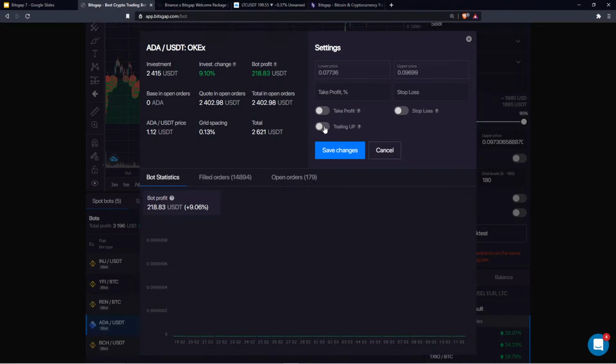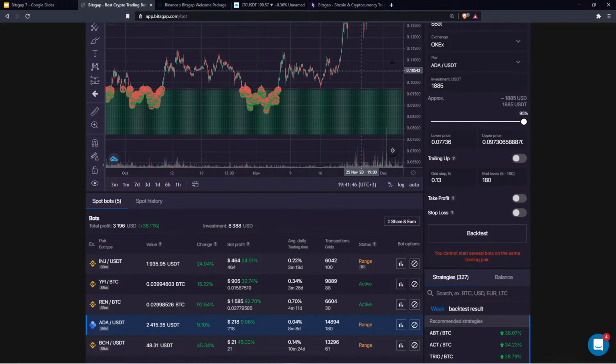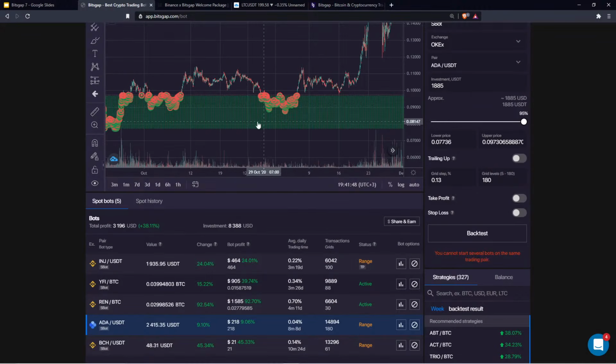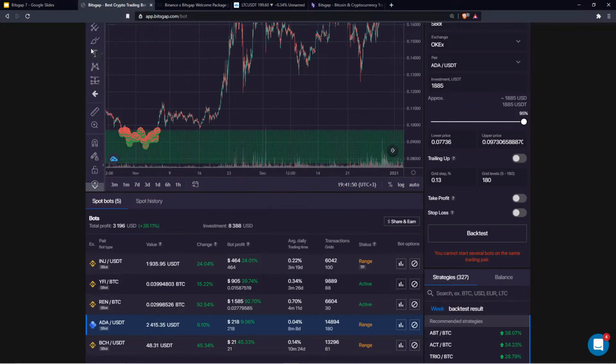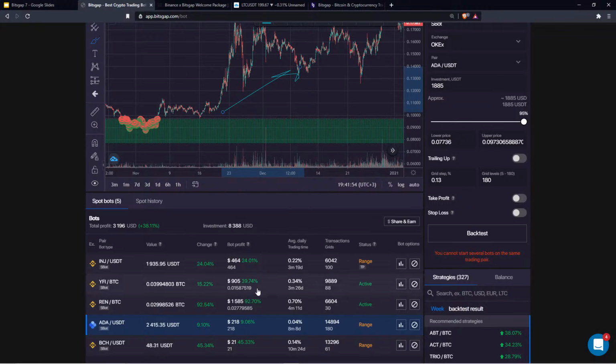Well, anyway, you see in this bot, I did not have my trailing up enabled. You see, it's switched off. So that's why I was so unfortunate that I got stuck here in this area, even though the price then rallied like crazy, you see. And I'm pretty sure that my return here right now would be around 150% if I had enabled the trailing up, okay?